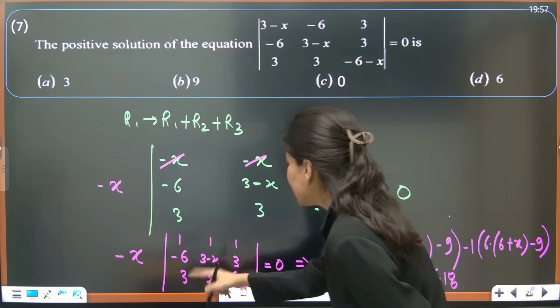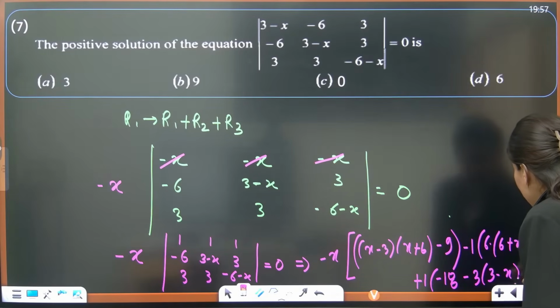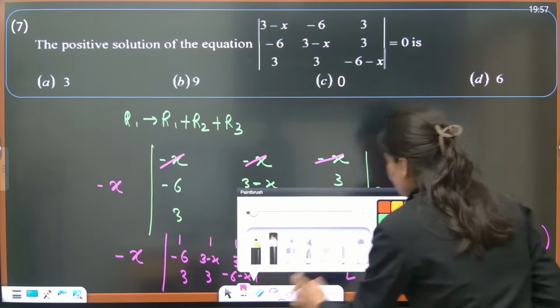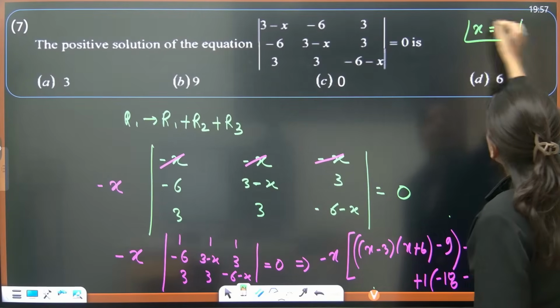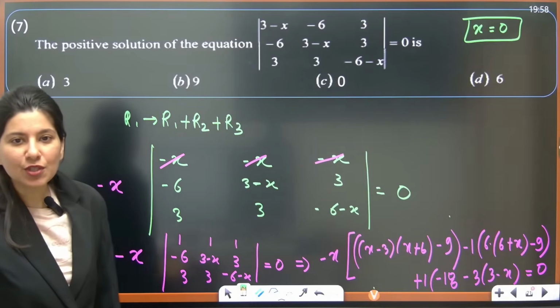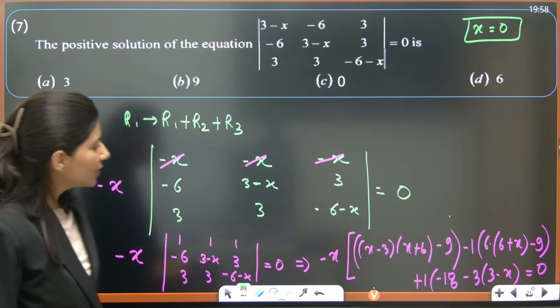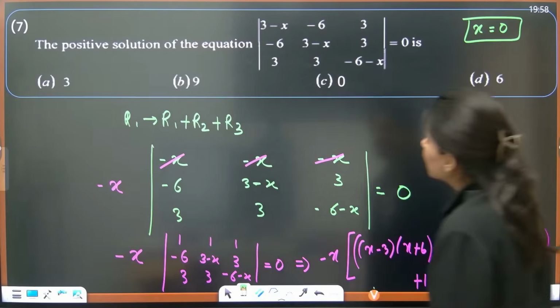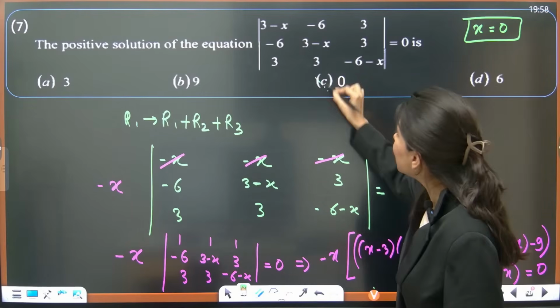So minus 18 and this is minus of 3. 3 minus x equals to 0. So one solution from here we can say that x equals to 0 is one solution. Option substitution also you can do. Positive solution you are saying now. So x equals to 0, positive solution. So C is not coming.